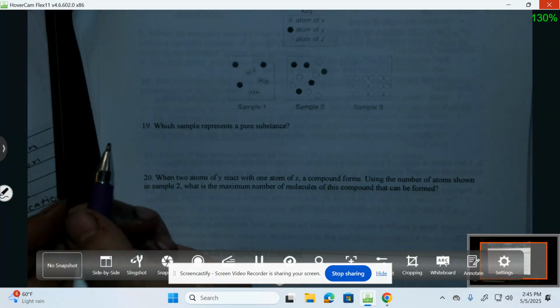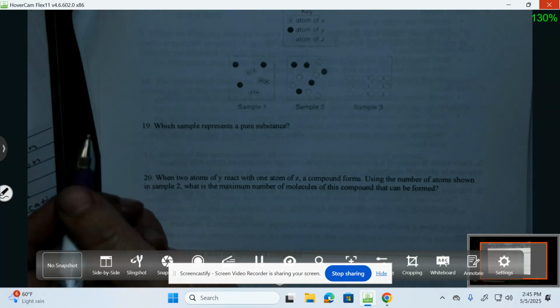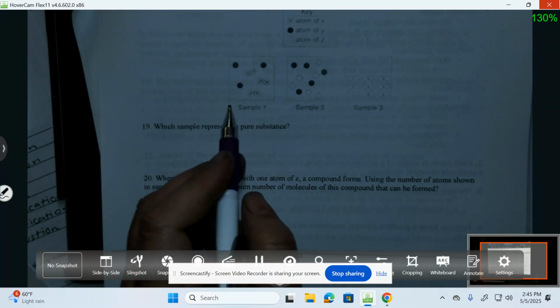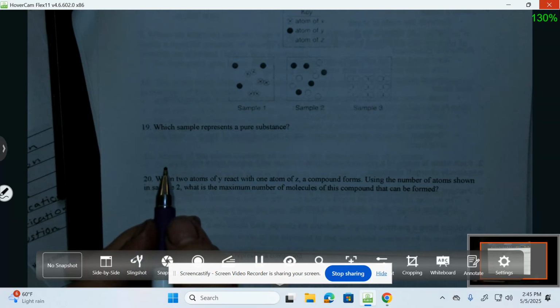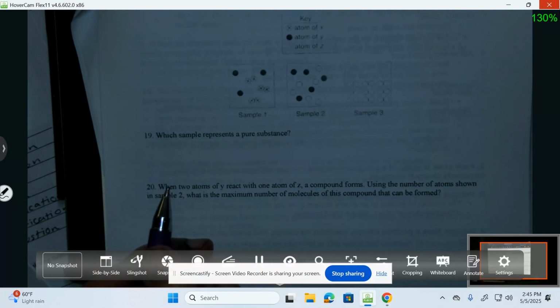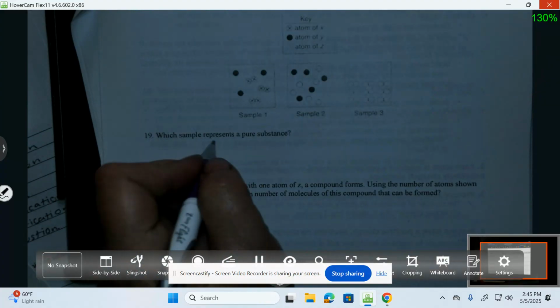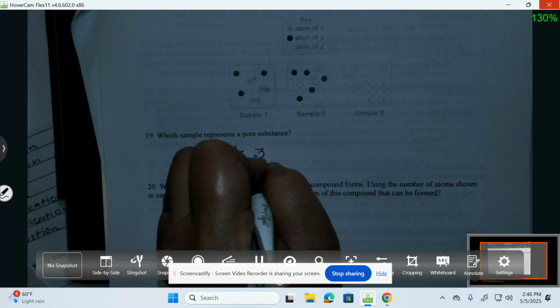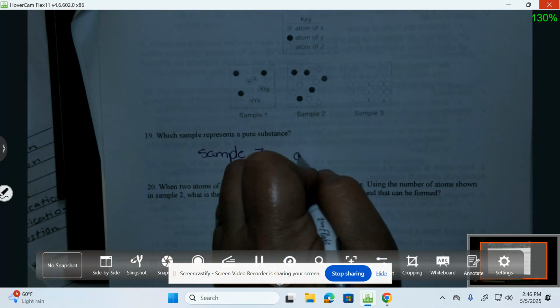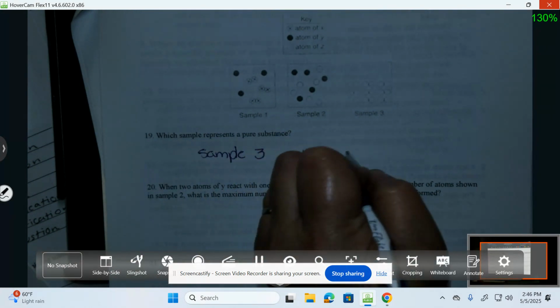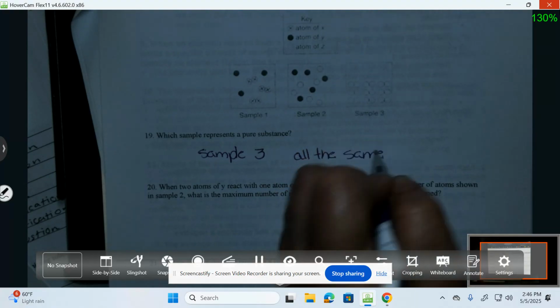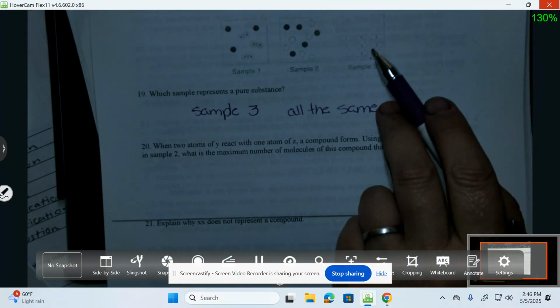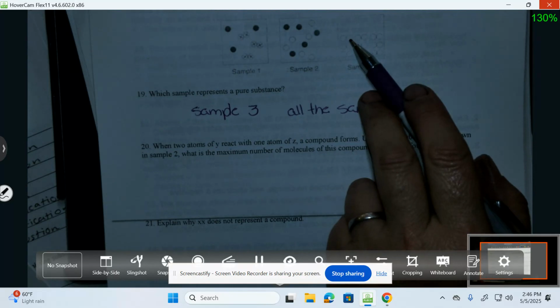Base your answers to questions 19 through 21 on the particle diagrams. Ooh, they're getting hard to see. Which sample represents a pure substance? And tell me why you picked it. Okay, sample 3, why? All the same substance. So if I reach into that box, I'm always getting 2 white circles.